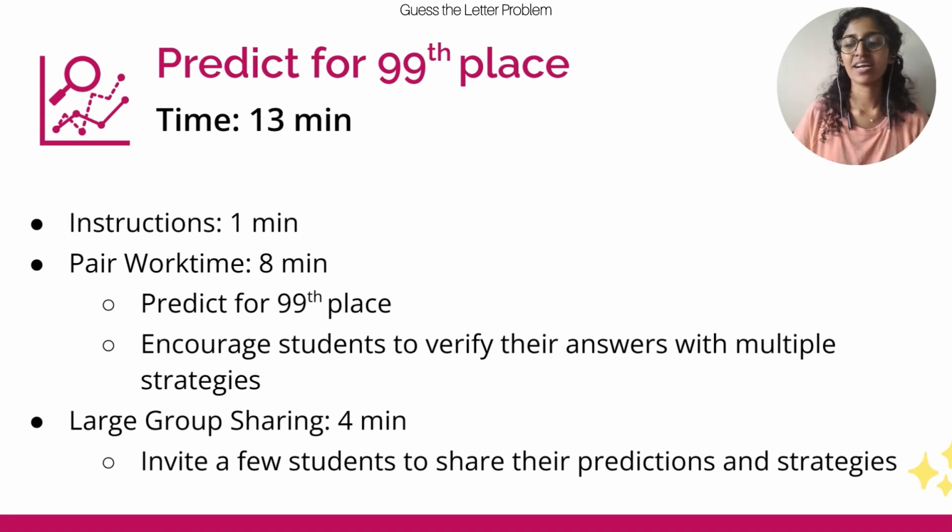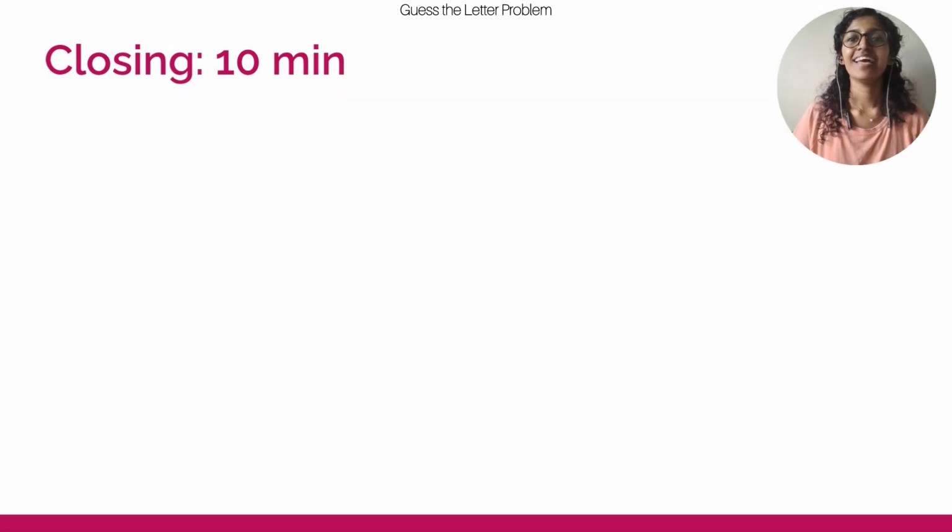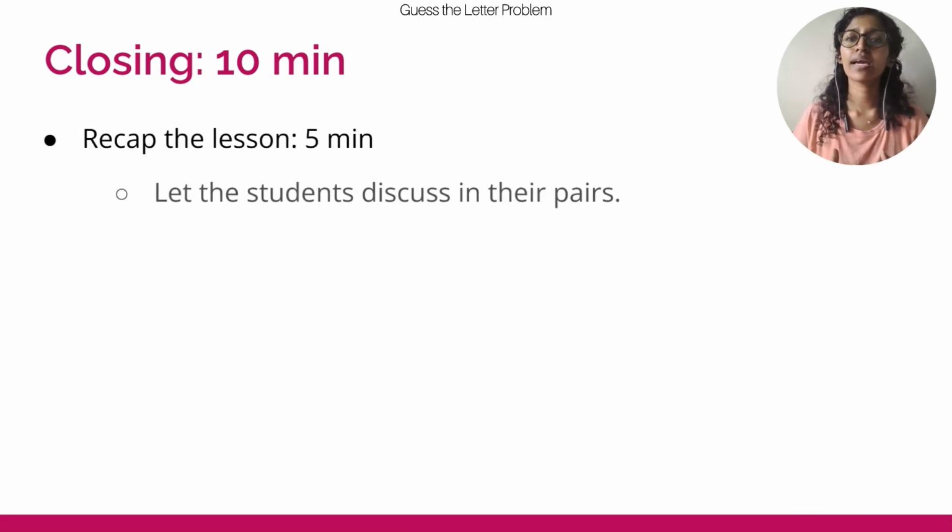So with that, we have come to the end of our lesson. We have the closing for the next 10 minutes. In the first 5 minutes, we do a quick recap of the lesson. So we ask our students to discuss in pairs in the first 3 minutes as to what we did in the class today. And after that, when the pair discussion is over, using the cold calling technique, we call students and list down the steps involved in today's lesson.